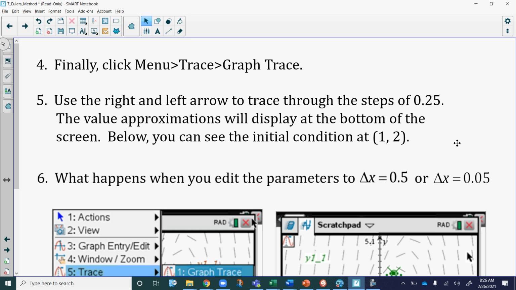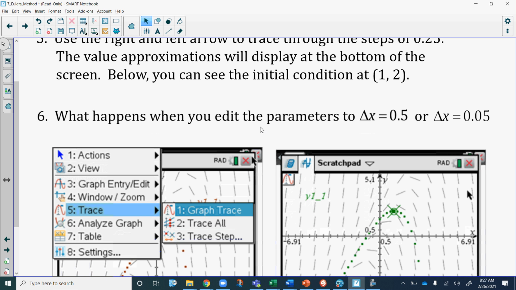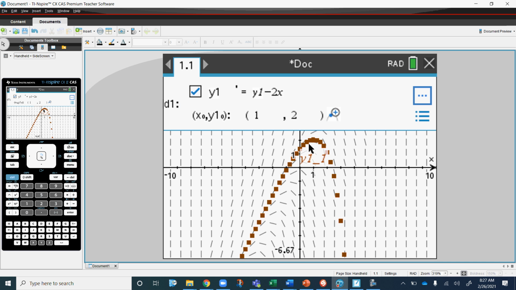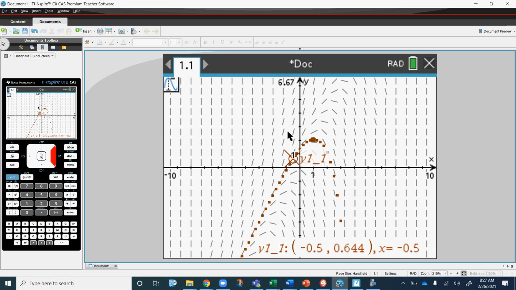Now, what are the next instructions? Did I do everything that it says here? It says click menu, trace, and then graph trace, and use the left and right arrow to trace through the steps. And you'll see below, you can see the initial condition. So let's go ahead and do that. I'm going to say menu, trace, graph trace, and we'll go through it, get our approximated values, and they should be matching what we had on our table. I don't remember the table values offhand, but that's what it's asking you to do.